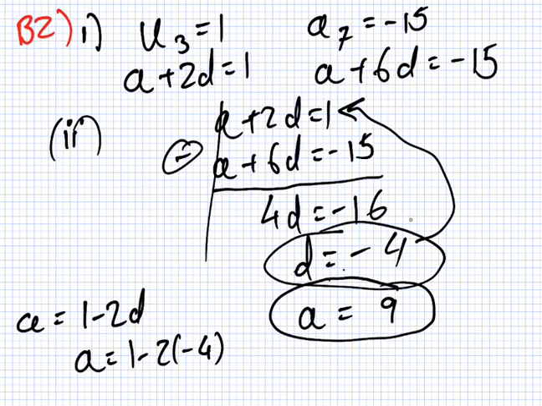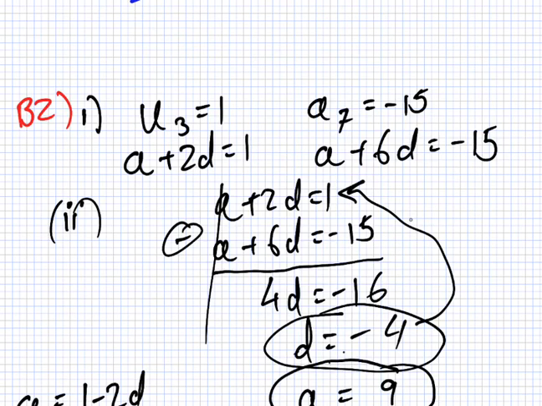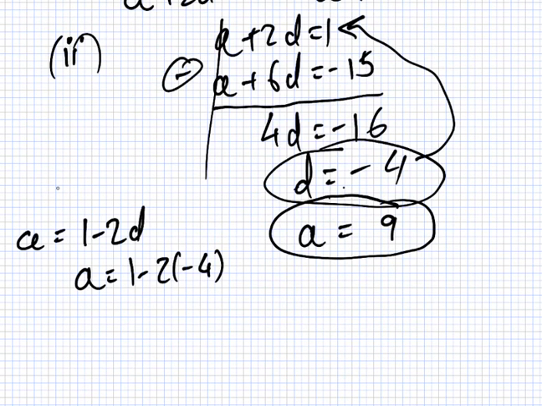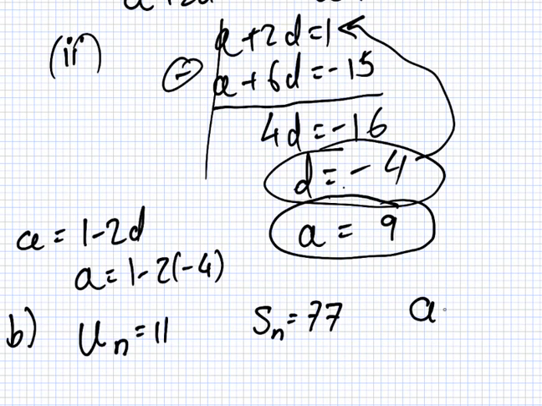Okay, so now the next part, the B part here, they talk about arithmetic. It's another one of these problems. They say that the nth term is 11, and the sum of the first n terms is 77, and the first term is 0. Find the n.